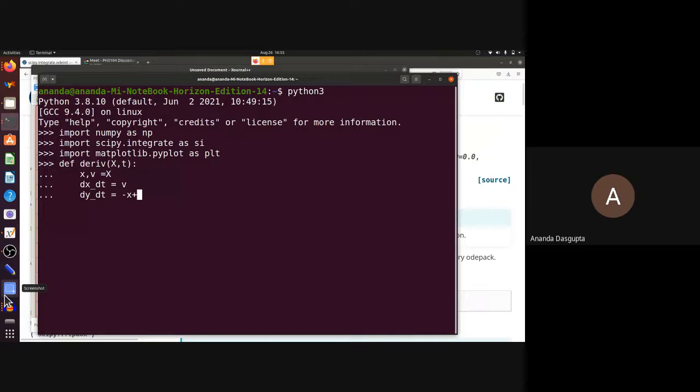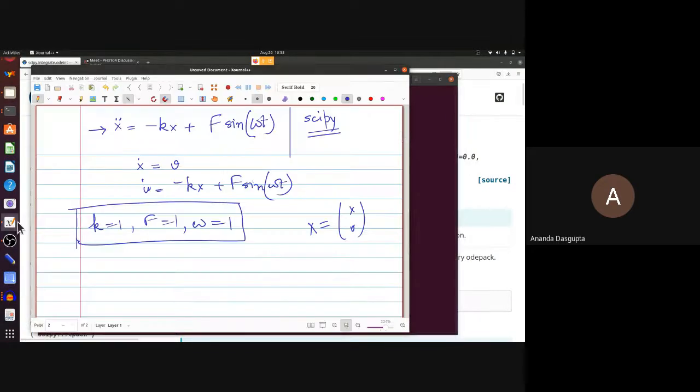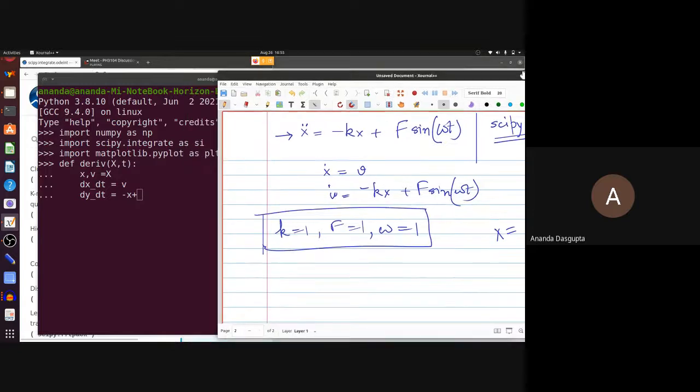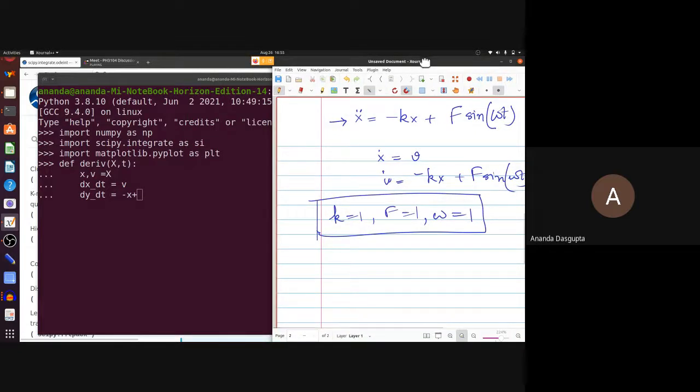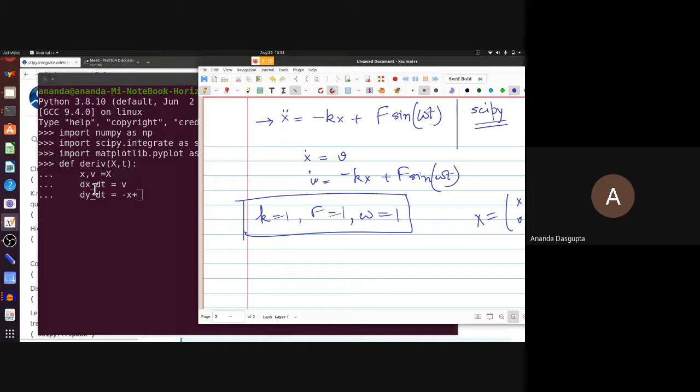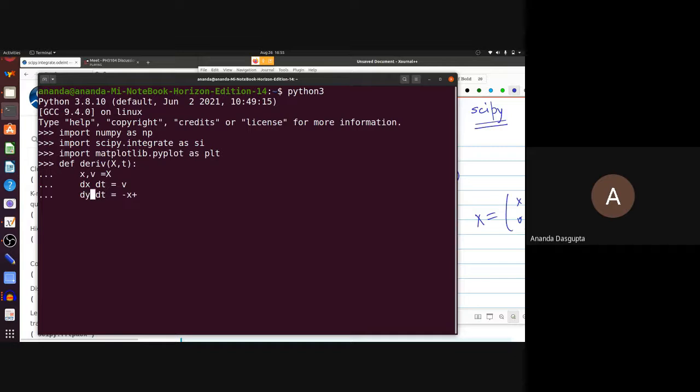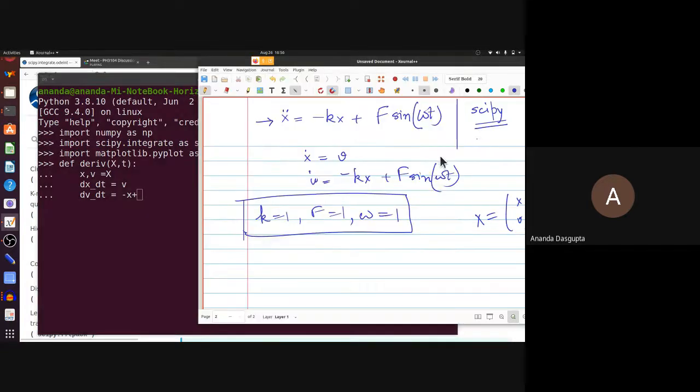Our equation was, okay, let me just show you what the equation was. This was the equation. So what I've done is I've found this is the derivative for x, this is the derivative for v. And this is the formula for the derivative for, sorry, I shouldn't really call it y, I should call it dv_dt. The name doesn't matter, but it should be named in a way in which you can understand why you were calling it that. So that's dv_dt equals what? So tell me what I should type here.